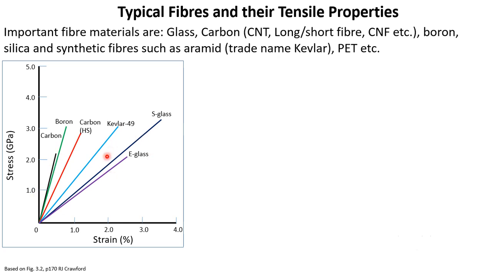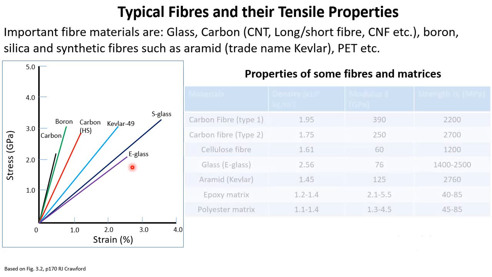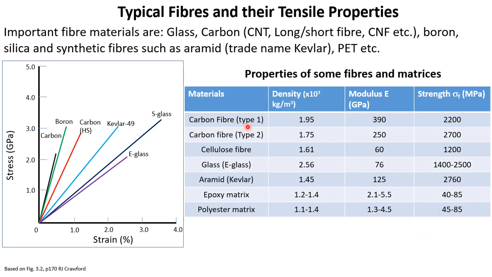Whereas glass fiber gives the lowest value of elastic modulus. So now we can look at the data themselves. Carbon fiber, there are two types of carbon fiber, type 1 and type 2. Cellulose fiber is what we can obtain from wood, glass fiber, aramid, epoxy matrix. So these two are the matrices, epoxy and polyester.